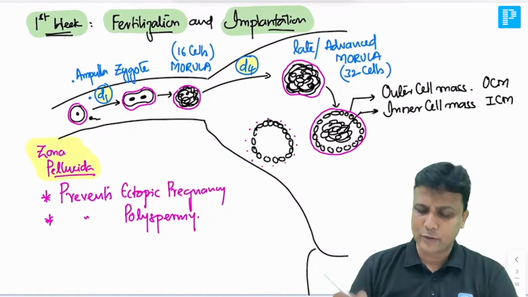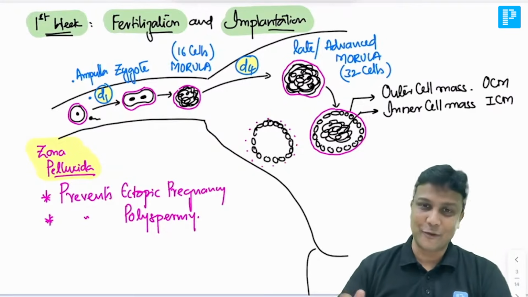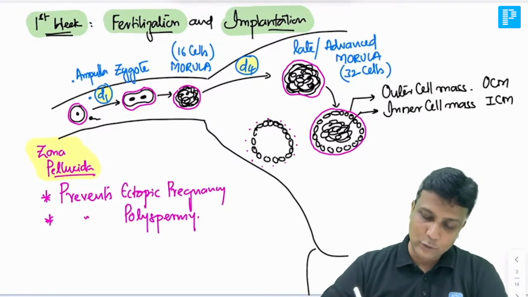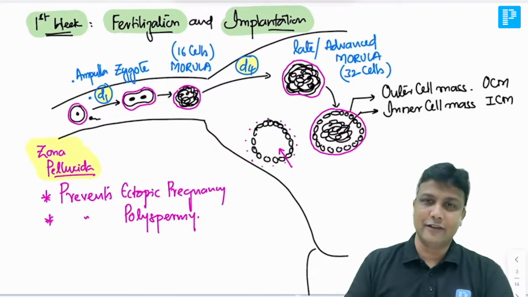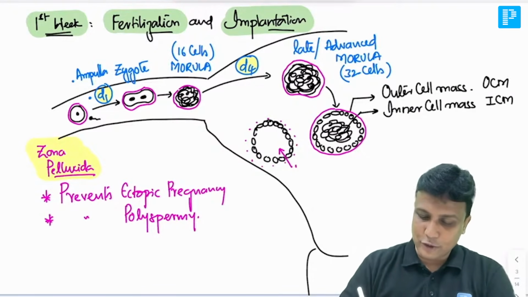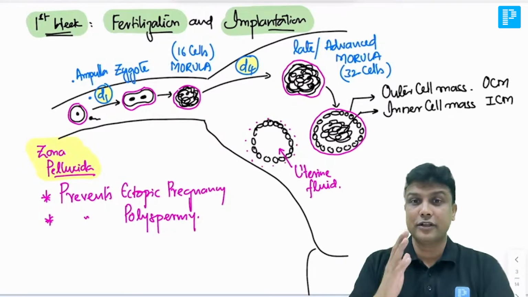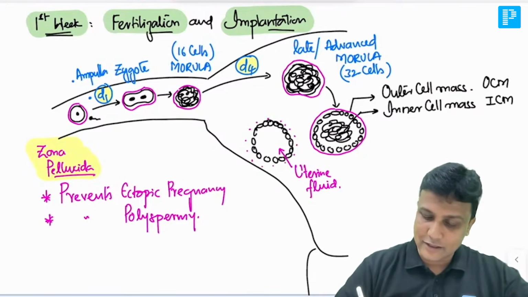The outer cell mass stays right there; it has no problem. But what will happen with the inner cell mass? The moment the zona pellucida is gone, the fluid will get the chance to enter inside. Sir, which fluid will enter? Obviously we are in the uterus right now, so uterine fluid will enter inside. It is going to push the inner cell mass to a side.